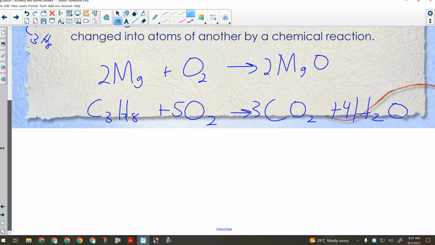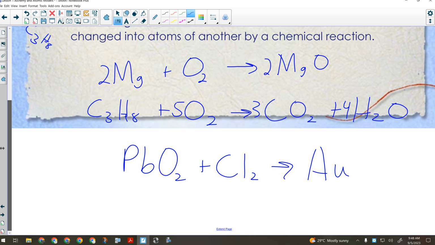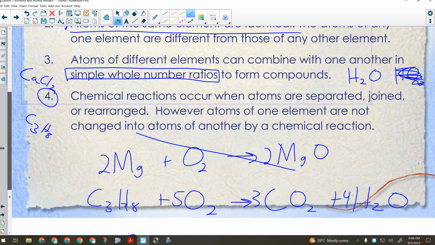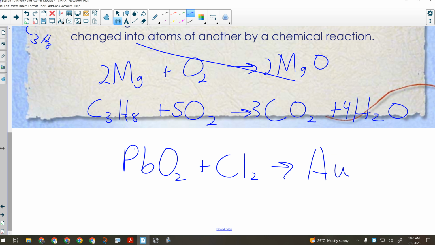I'm never going to have a reaction that looks like this. I can't have that. I started out with lead, oxygen, and chlorine. I don't get gold from that. I didn't start with gold, I don't get to end with gold. That just doesn't happen. So that's alchemy, and that doesn't work.